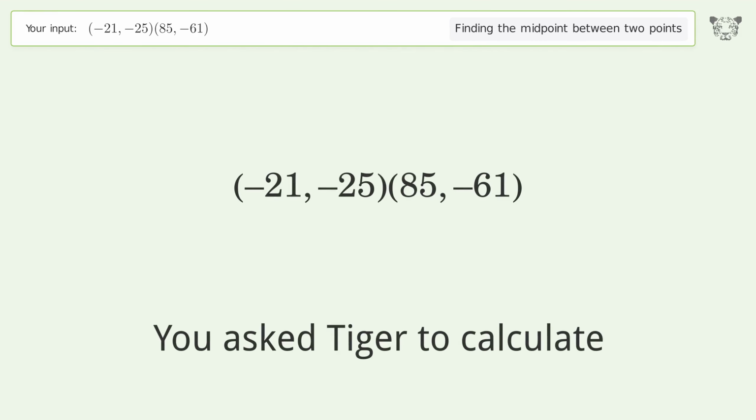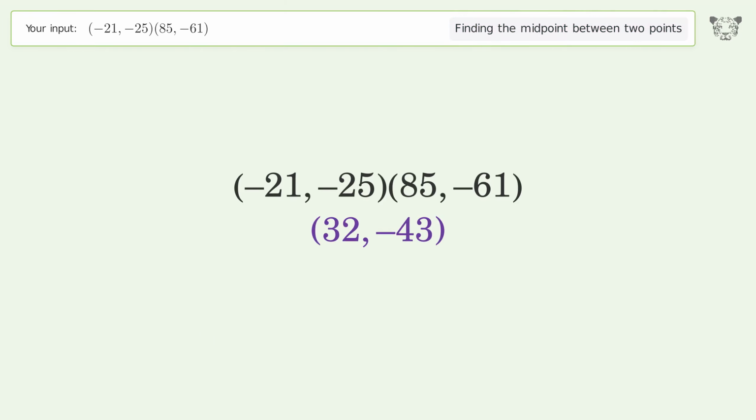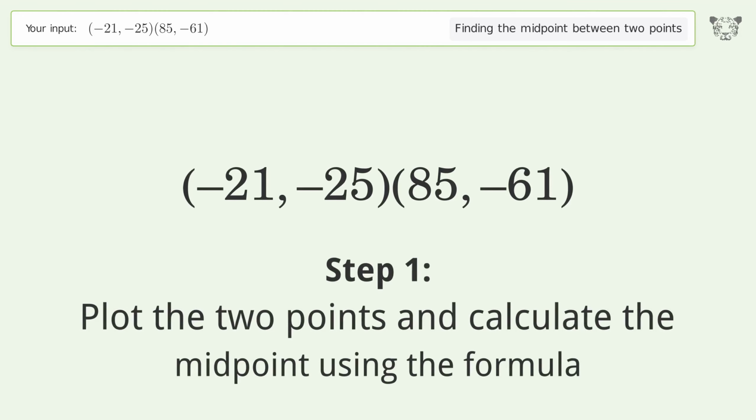You ask Tiger to calculate. This deals with finding the midpoint between 2 points. The midpoint between the 2 points is 32, negative 43. Let's solve it step by step. Plot the 2 points and calculate the midpoint using the formula.